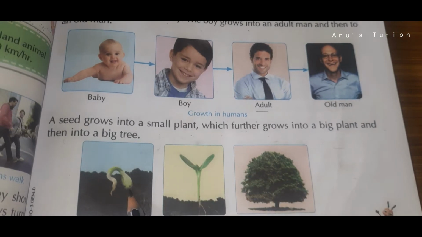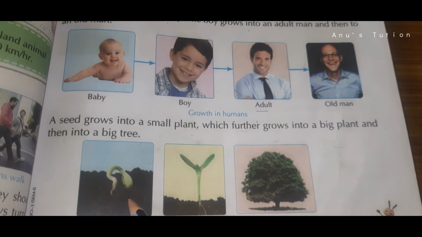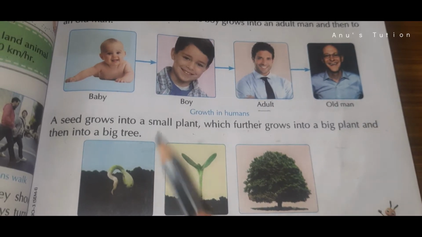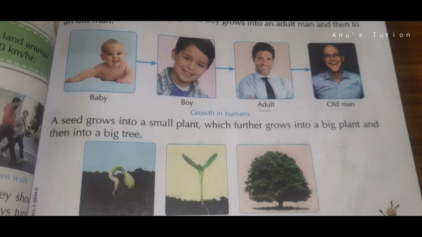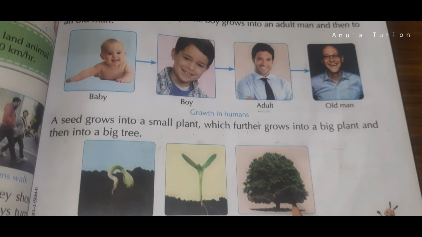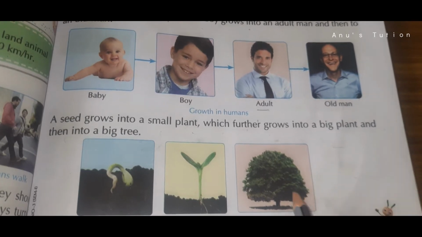See, a small seed, which we always see in front of our house or in farmlands or other areas. Okay, we will see the seed. From the seed it grows into a small plant, and from the small plant it grows into a big tree. This is a feature of a living thing, a tree.